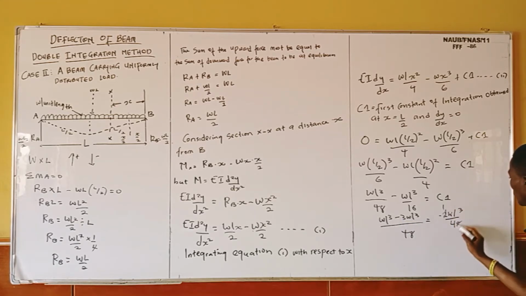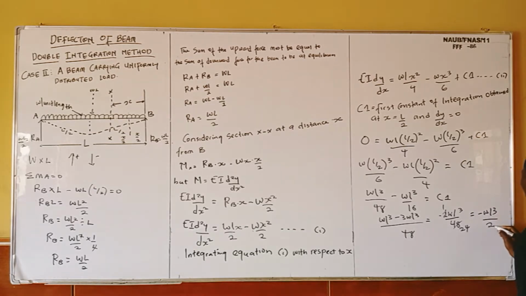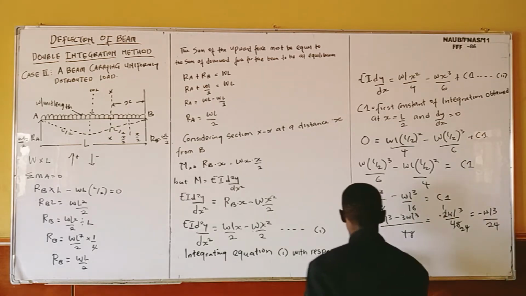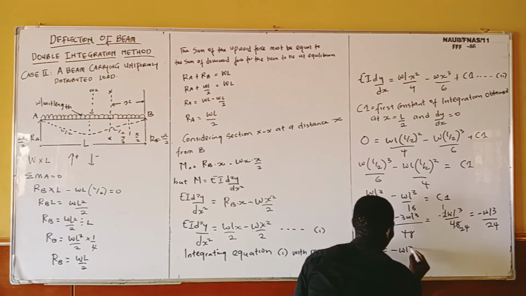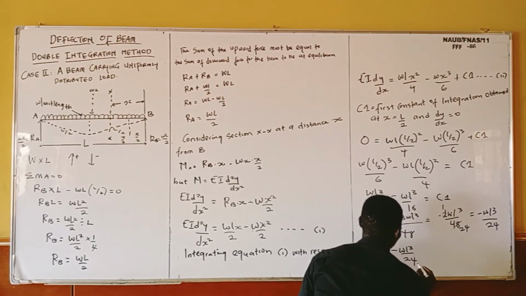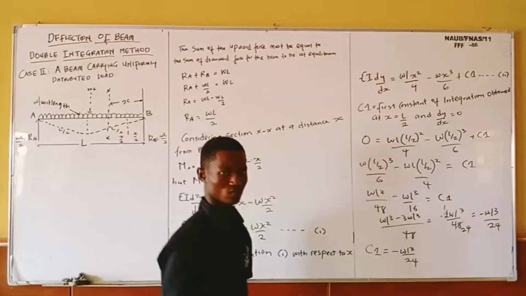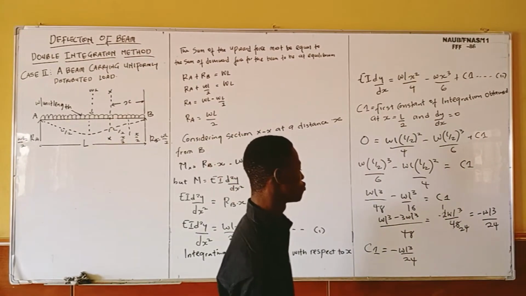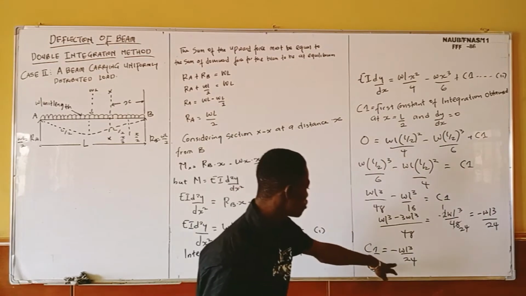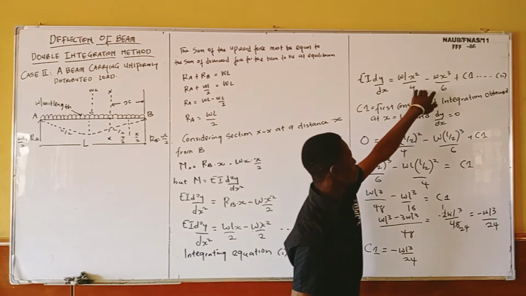Then 2 in 48 is 24, which is equal to WL cubed over 24, which is equal to our C1. Therefore, C1 equals minus WL cubed over 24. So as you can see, you have got our value for C1. So what next now is to substitute the value of our C1 into equation 2.